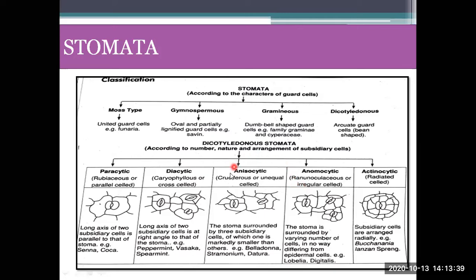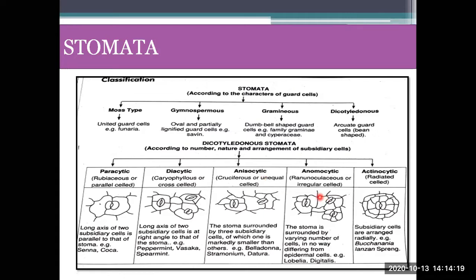Now the anisocytic stomata. So in this, what happened? The stomata is surrounded by 3 subsidiary cells, and one of the subsidiary cells will always be smaller than the others. See here 1, 2, 3. These 2 subsidiary cells are bigger than the one. So in the anisocytic stomata, what is the condition? Always there will be 3 subsidiary cells, and one subsidiary cell will always be smaller than the other 2. This is called the anisocytic stomata.